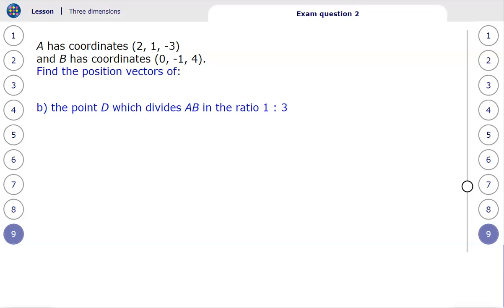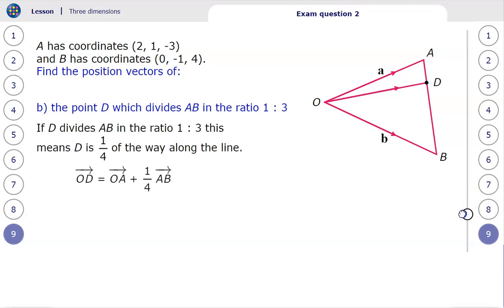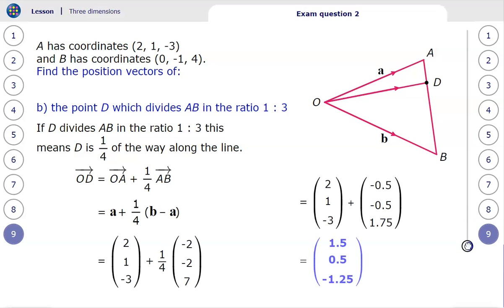Now for the second part of the question, we want the point D, which divides AB in the ratio 1 to 3. Again, we've got our diagram. D is dividing this in the ratio 1 part over here, 3 parts over there. So as we saw in a previous example, AD is going to be a quarter of the line AB. So if I want to get the position vector OD, it's going to be the position vector of A, so OA, plus the displacement vector AD, which is a quarter of the vector AB. So plugging all those values in, I'm now going to get my position vector for the point D as being 1.5, 0.5, and minus 1.25.